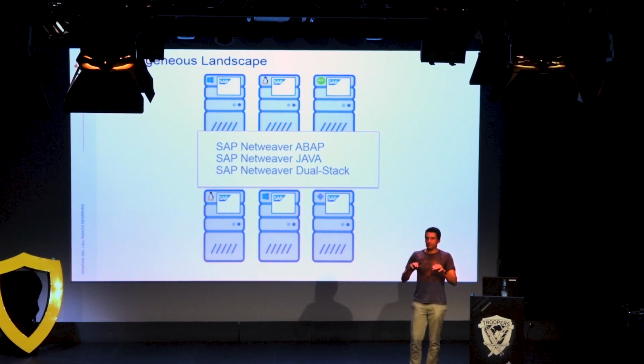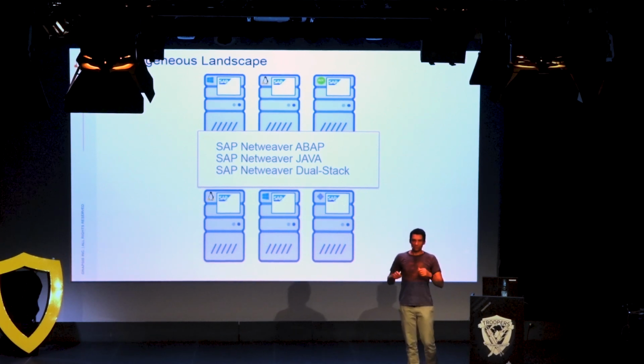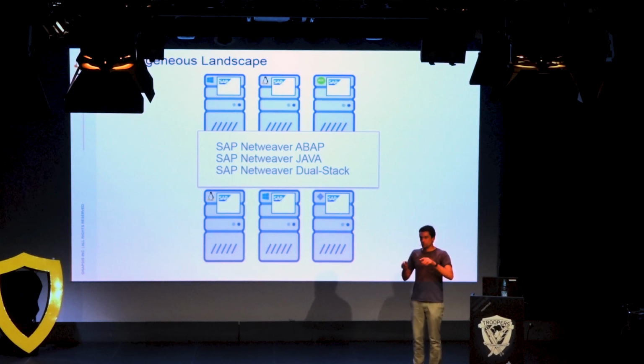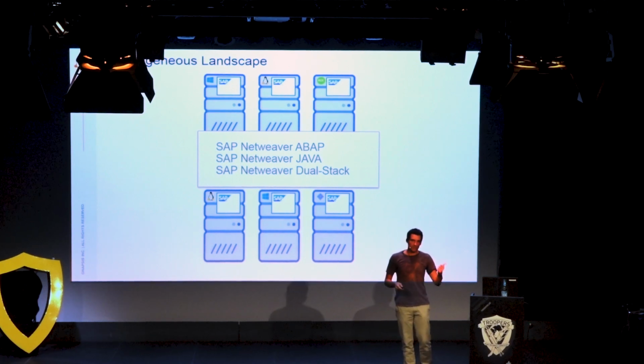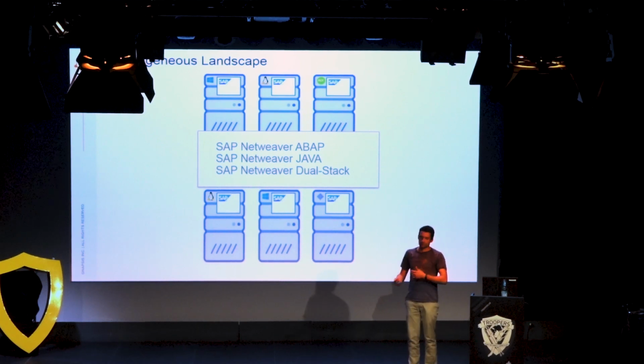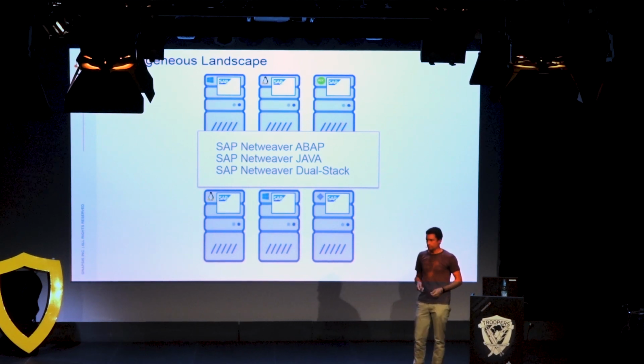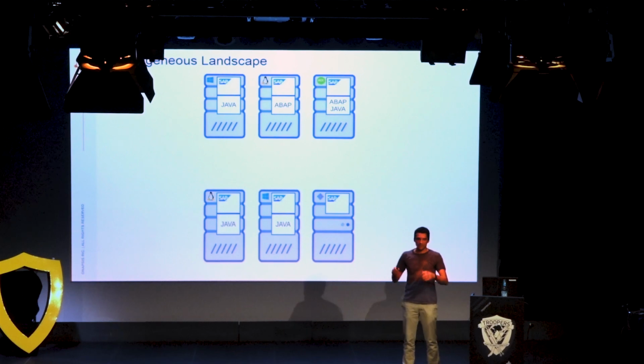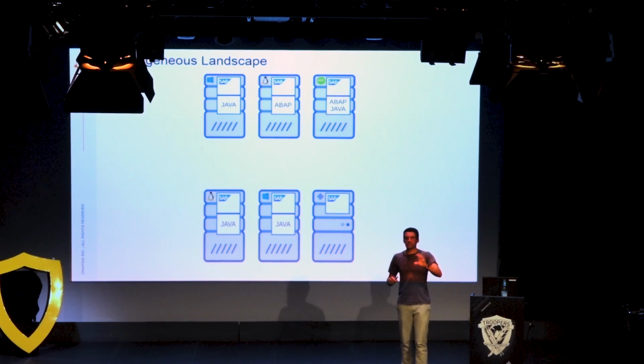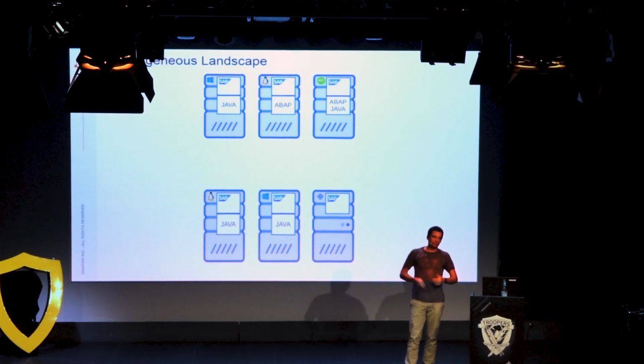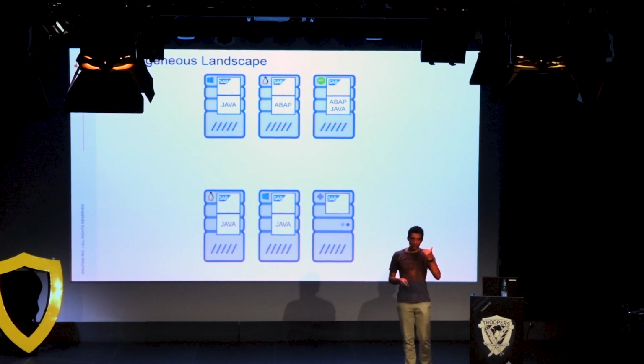SAP works with a basis layer. So when you speak about an SAP system, you have what we call SAP NetWeaver. There are two versions of SAP NetWeaver, the ABAP stack and the Java stack. Of course, you can also have the dual stack, both of them. So we can represent it like that, like an SAP system. It's an SAP NetWeaver stack with something on top of this stack.